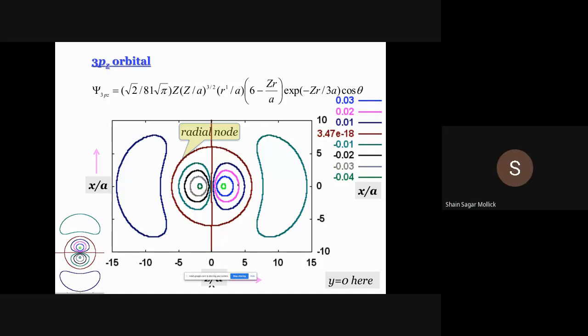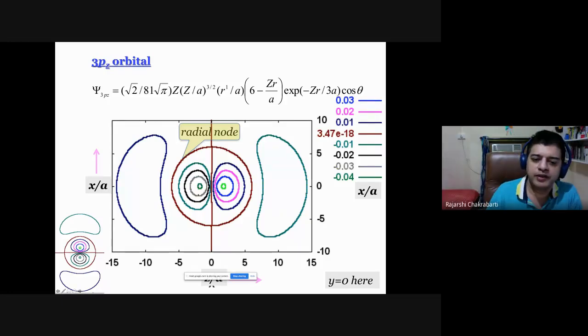So if I go radially from this plane towards any direction, say I'm just taking a position on the xz plane, the wave function will be 0. So I'll have a node here. What is that node? This is called the radial node, which is a sphere. You can see this is a sphere, isn't it?